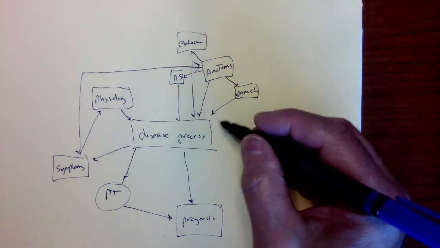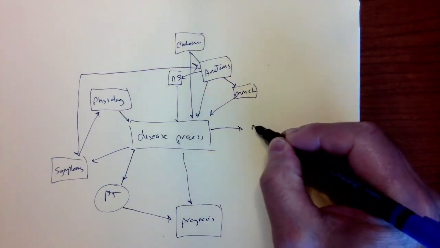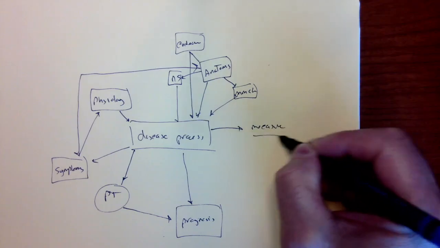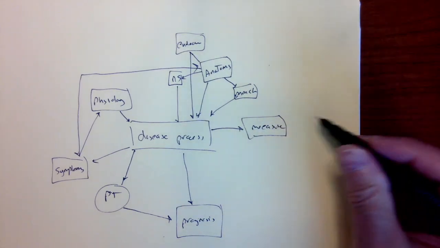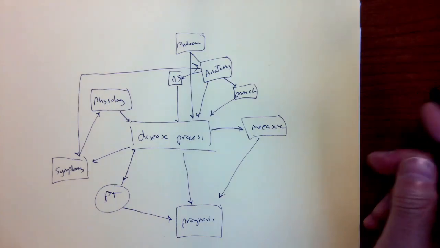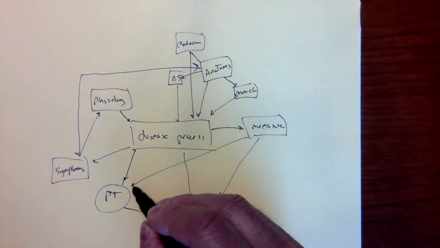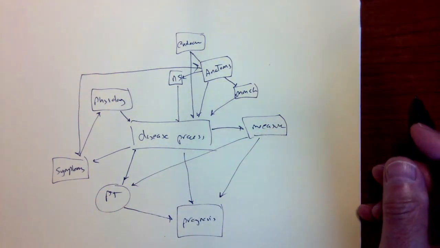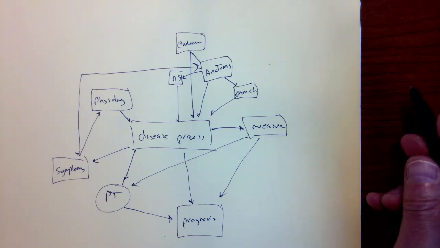And is there something within this process that I can measure to help me understand the process? And will the measurement help me with the prognosis? Or will the measurement allow me to understand what I can do as a PT? So those are concept maps.